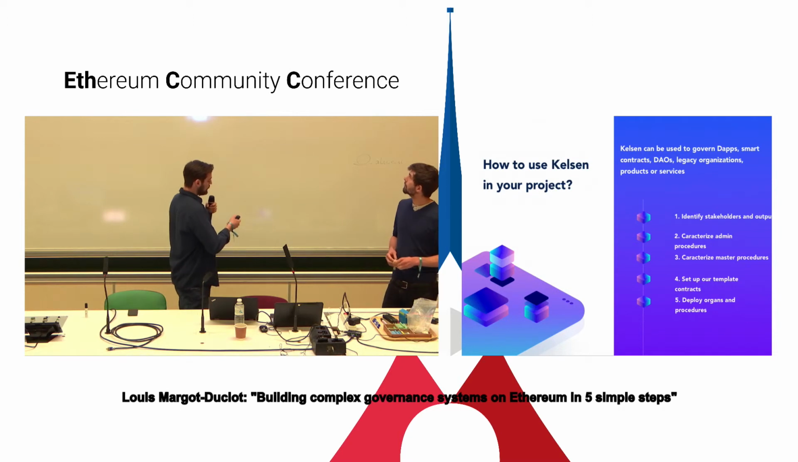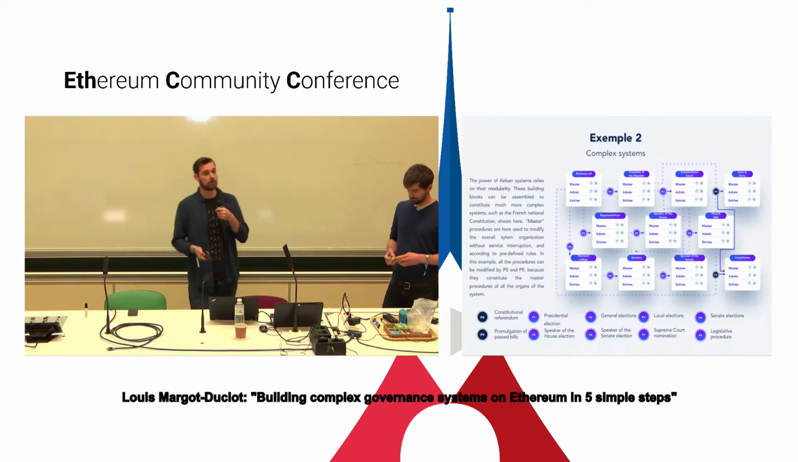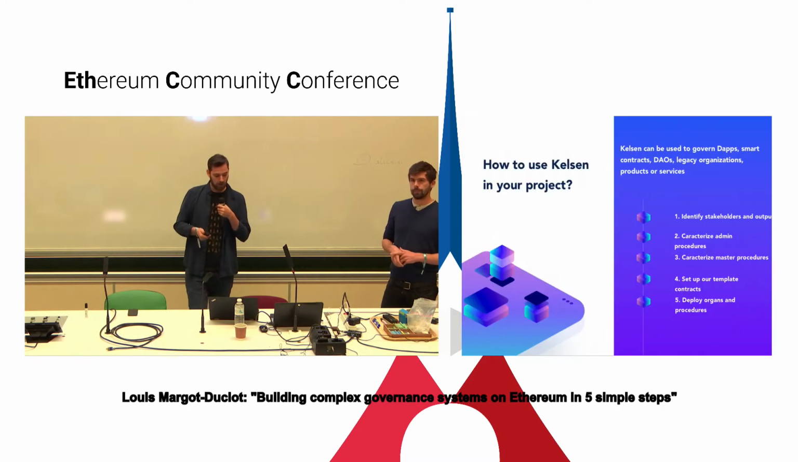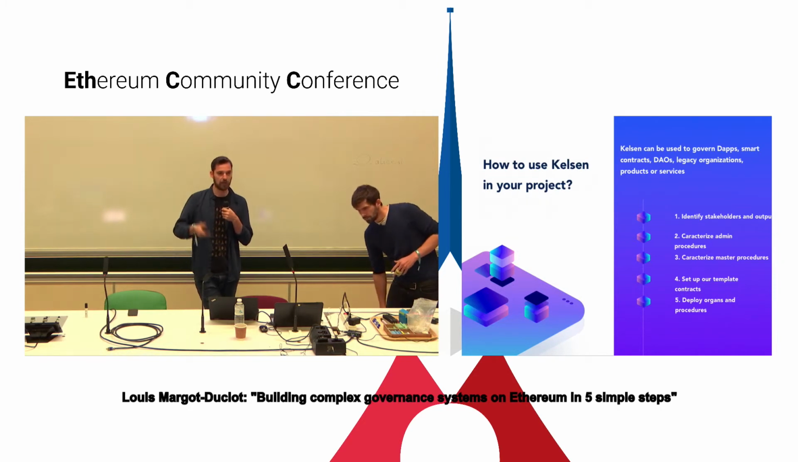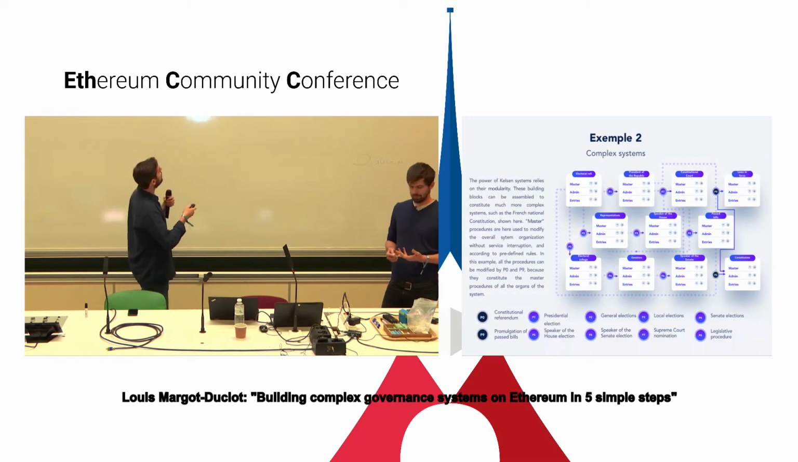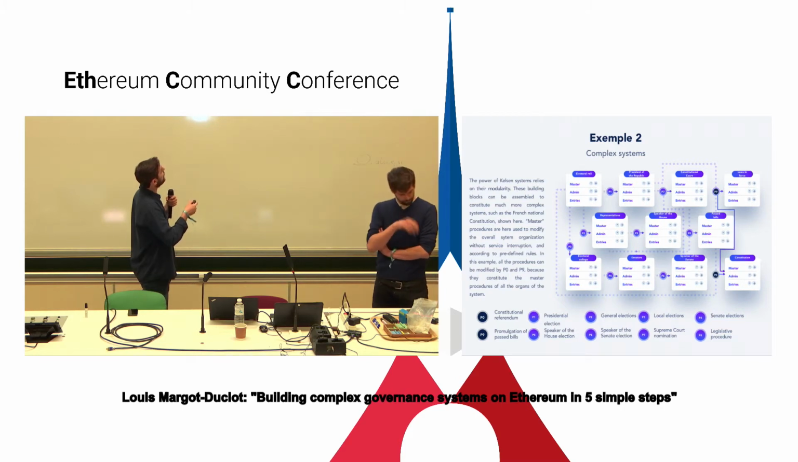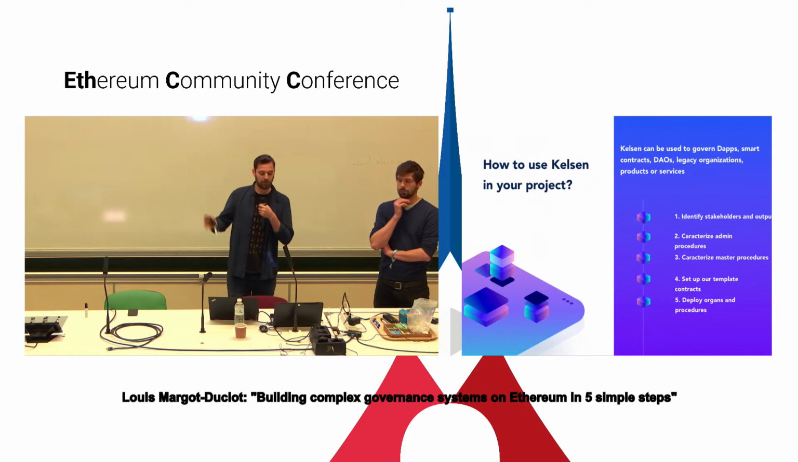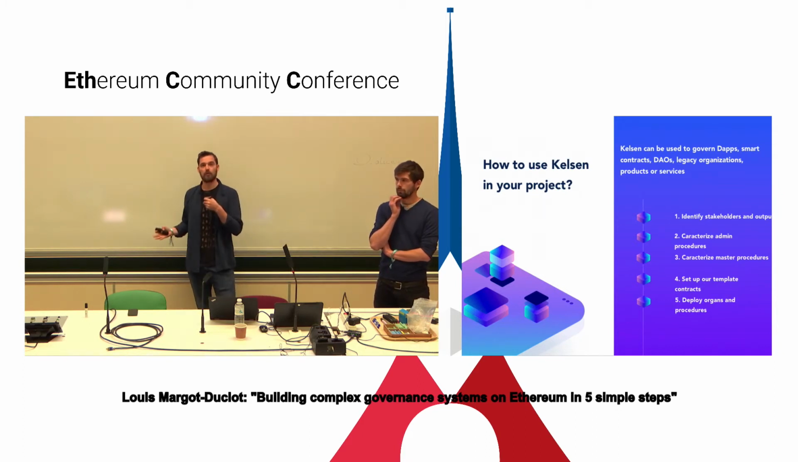So the first step here would be to identify all the actors that take part in the governance, or at least have a formal role in the governance. Identify stakeholders, so these actors, and also identify the outputs of the governance. So here, for instance, the outputs would be the laws in force. The passed bills would be a temporary output, and the constitution would be another output. So if you start by identifying all the stakeholders and all the outputs of your governance system, then you have basically all the organs.